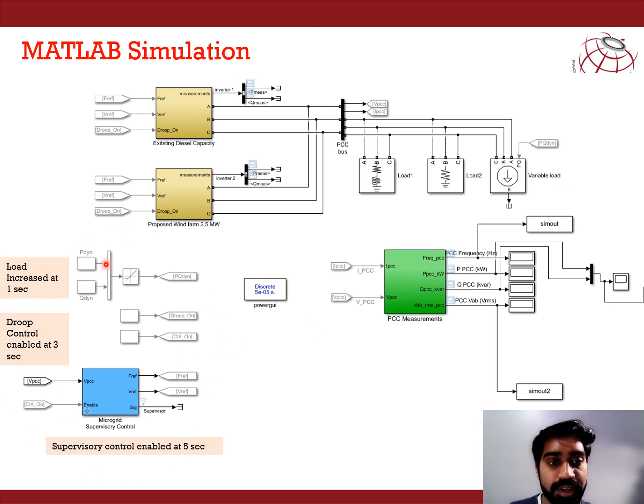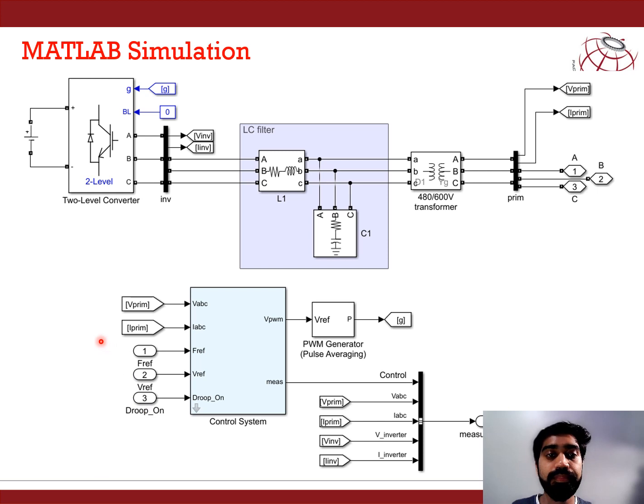So this is the control diagram, the control system for this wind and diesel hybrid system. And these are the measurements that we carried out: frequency, active power, reactive power, and grid voltage. In this simulation, we are going to increase load at 1 second, group control will be enabled at 3 seconds, and supervisory control enabled at 5 seconds. So this is pre-data entered in this control diagram to check the simulation effect on this wind diesel hybrid system.